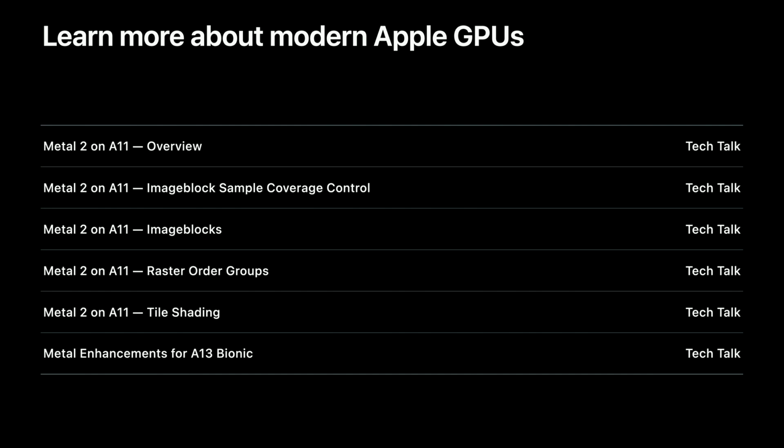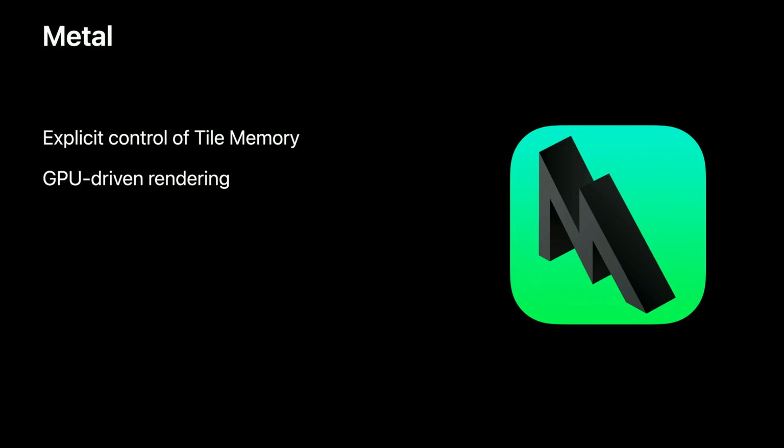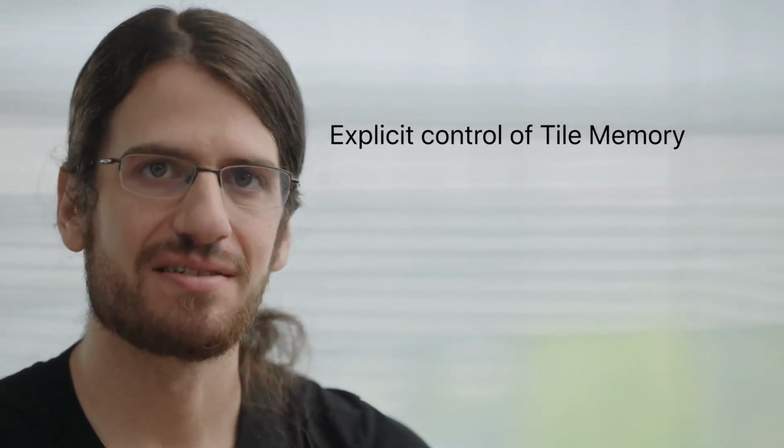Now, let's switch back to Metal for a second. Metal makes it possible to leverage the improved capabilities of Apple GPUs. We will review an example of this for two major areas. First, the explicit control of tile memory, and second, GPU-driven rendering. Starting with explicit control of tile memory.